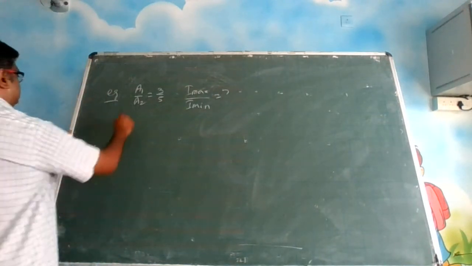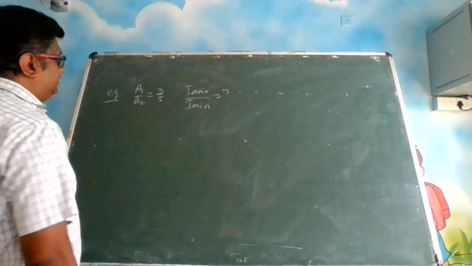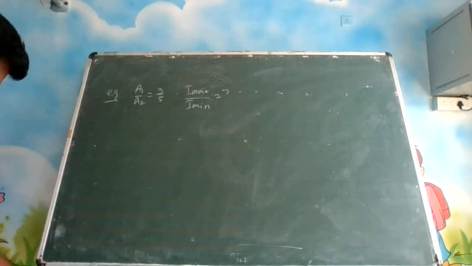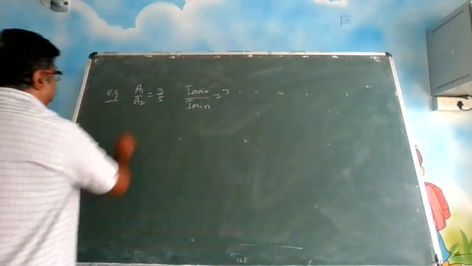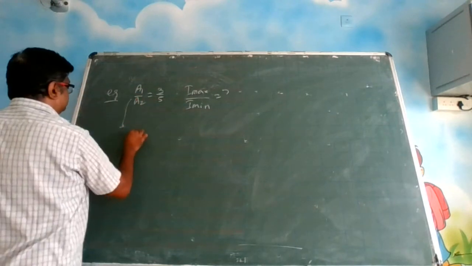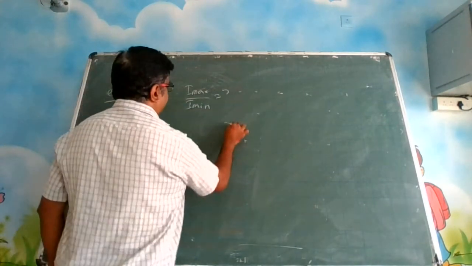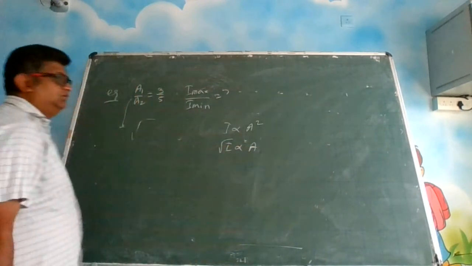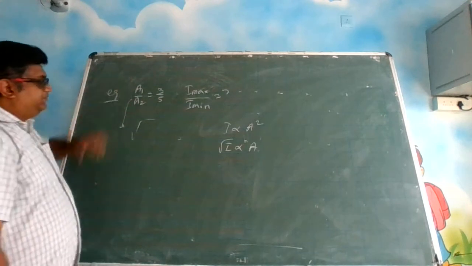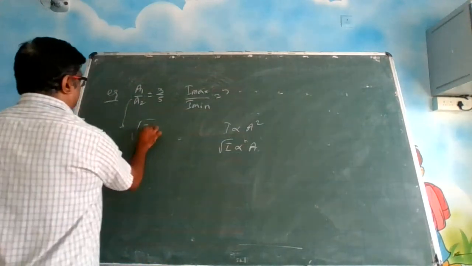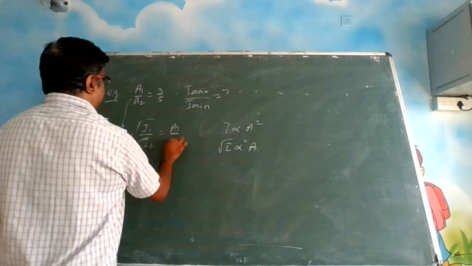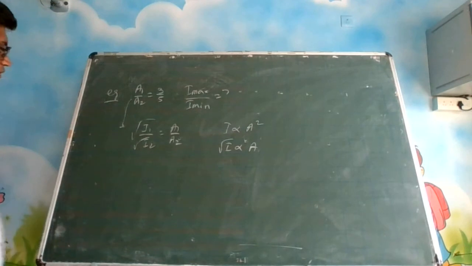So let us move on to the next illustration. In a question, the ratio of amplitudes are given, and he is asking you what is the ratio of I max to I minimum. Okay, so this is the question. So how to proceed? We have discussed that I is proportional to A square. Can we write root I is proportional to A? Here there are two amplitudes, so we can write root over I1 by root over I2 is equal to A1 by A2, isn't it?